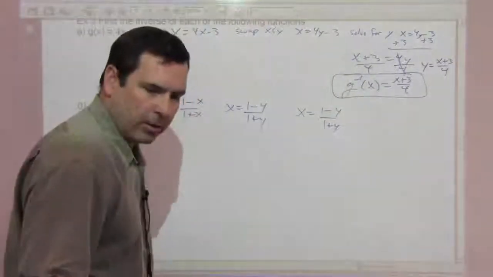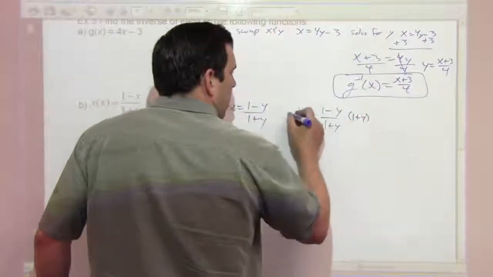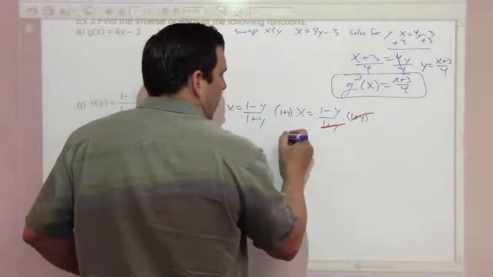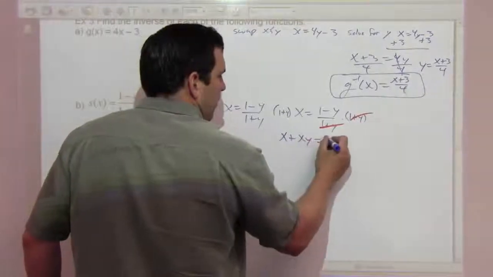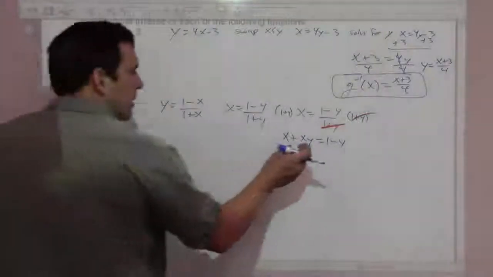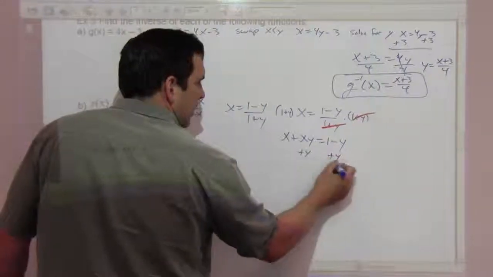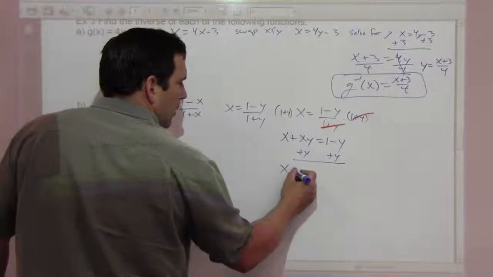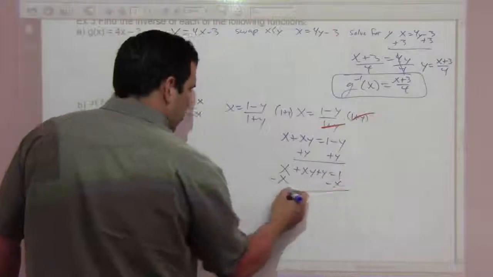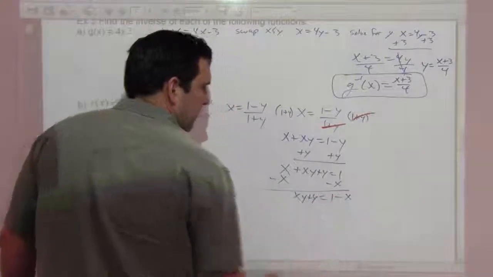And the idea is to clear the denominator. So if I multiply by 1 plus y, I would have x plus xy equals 1 minus y. And the idea is to get the y terms on one side, non-y terms on the other side. So if I add y to both sides, I have x plus xy plus y equals 1. And subtract the x, I have xy plus y equals 1 minus x.